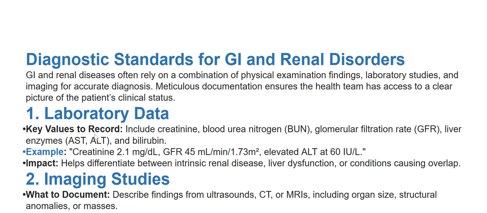Laboratory data. Key values to record include creatinine, blood urea nitrogen (BUN), glomerular filtration rate (GFR), liver enzymes AST, ALT, and bilirubin. Example: creatinine 2.1 mg/dL, GFR 45 mL/min/1.73 m², elevated ALT at 60 IU/L. Impact here: helps differentiate between intrinsic renal disease, liver dysfunction, or conditions causing overlap.